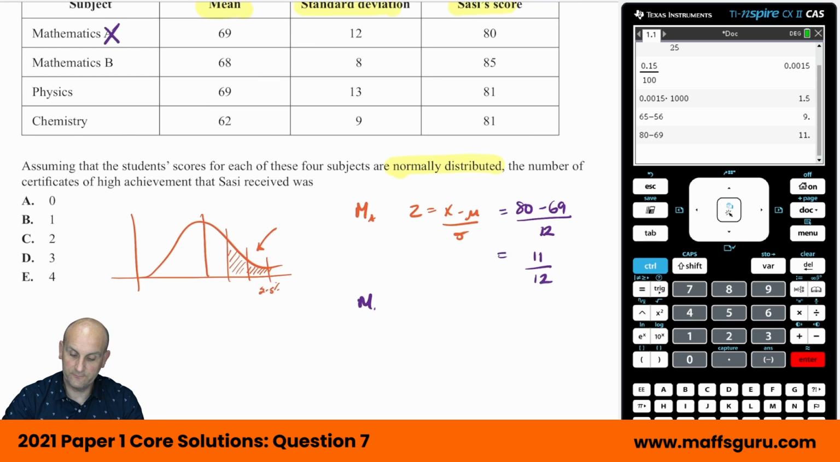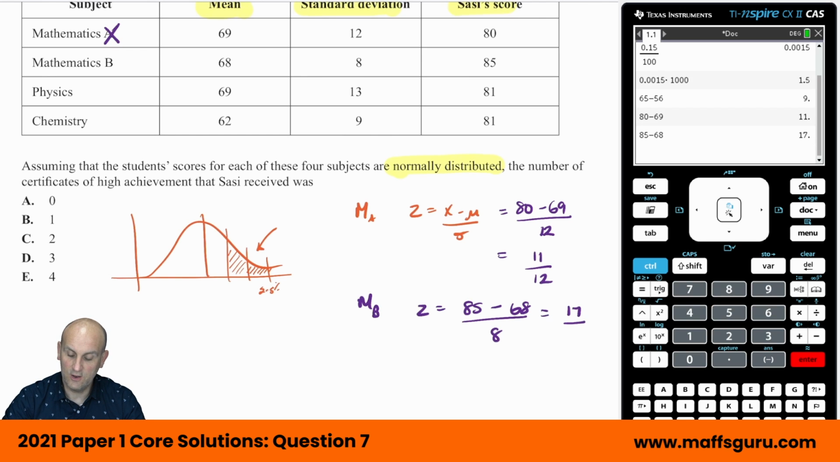If we now look at Maths B, doing exactly the same thing, remember we've got a new score now of 85 minus a new mean of 68 divided by a new standard deviation of 8. So 85 minus 68 gives me 17. So that's going to give me 17 on 8. So that's going to give me a z-score of 2.1. That well and truly puts her in the top 2%. So I'm going to say yes, she's going to get one for Maths B.